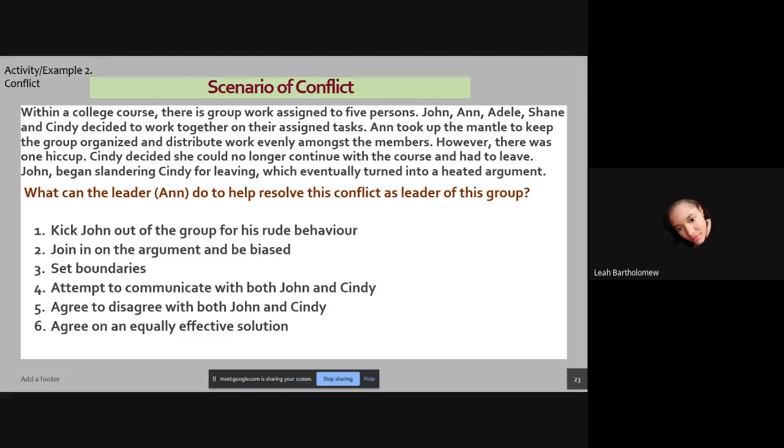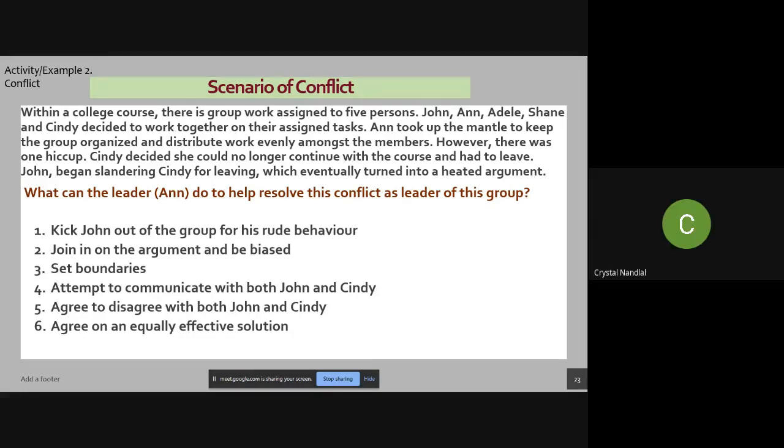Well then I will go with 4, 3, and then 6. And I say that because I would attempt to communicate with John and Cindy in terms of how things are happening. Then I would set boundaries within a group in terms of when we get together, it's to talk about a way moving forward and not to talk about anybody's personal life. Within the group, it's about group work and nothing else. And then I would do 6, which is to try and agree on an equally effective solution moving forward.